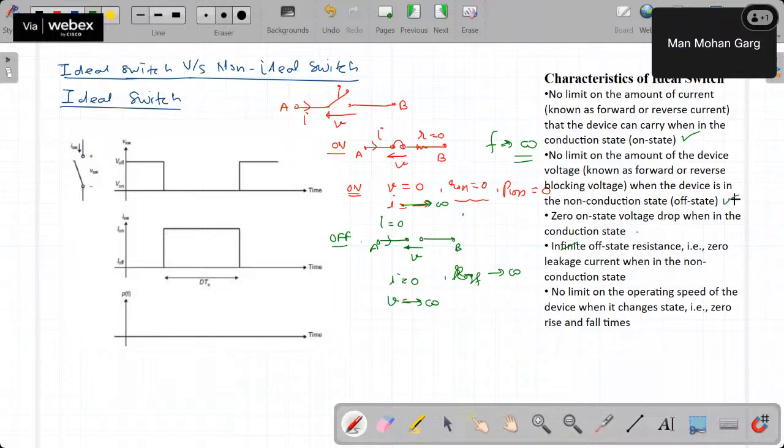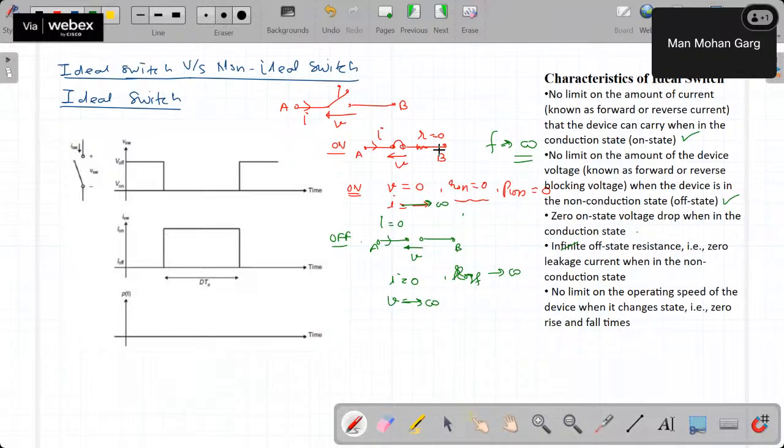That is another expectation: zero on-state voltage drop when in the conduction state. Because we expect the resistance to be zero when in the on state, the voltage drop across it should be 0. So zero on-state voltage drop means this R on should be 0. And infinite off-state resistance means zero leakage current in the non-conducting state.